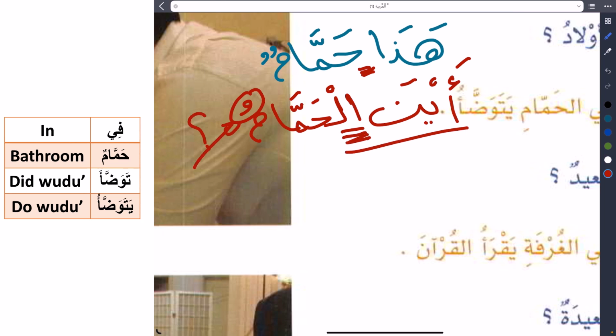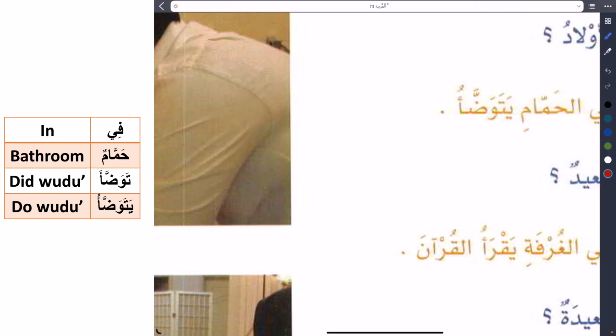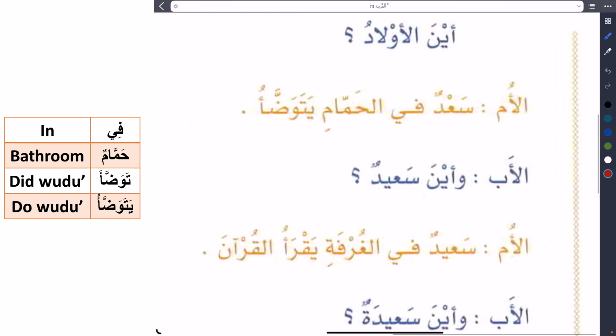Let's read it. Aynal. We skip the alif in between. Aynal hammamu. Where is the bathroom? Aynal hammamu. Where is the bathroom? So, bathroom is hammamun. The bathroom is al-hammamu.